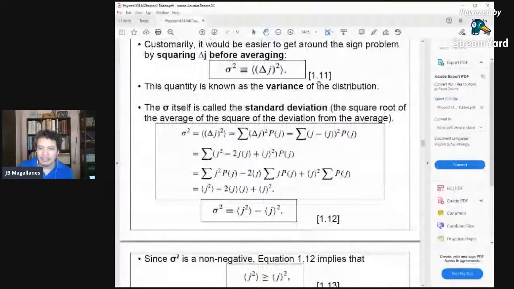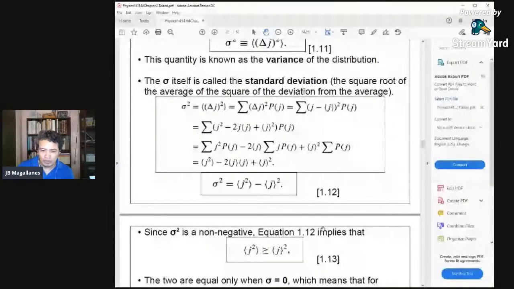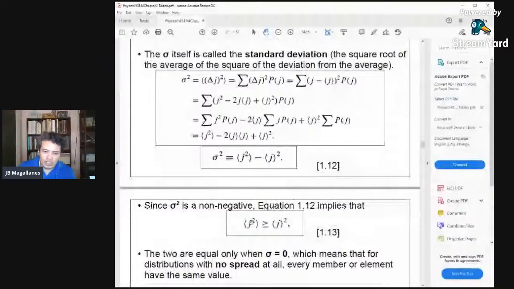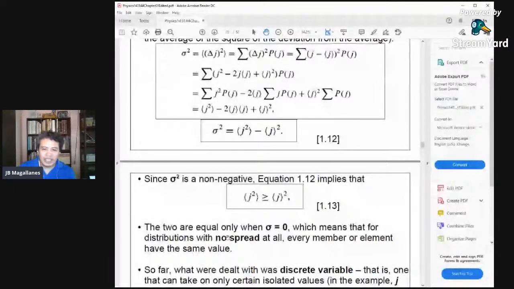1.1, 1.11 is just equal to 1.12. But since sigma is always positive because it's a square, it's non-negative, this implies that the average of j square is always greater than the square of the average. But they can be equal if all the elements have equal values, meaning there's no spread at all.